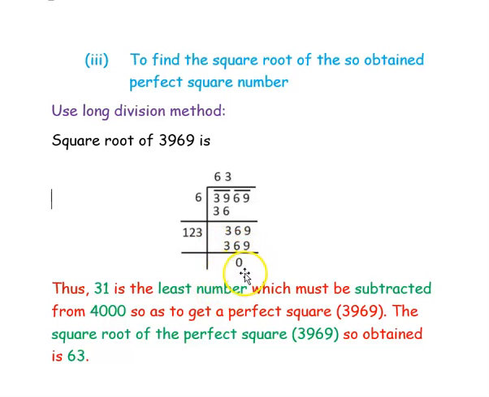Since the remainder is 0 and there are no numbers left under the bar, we can stop here and say that the square root of 3969 is 63. So thus we can say that 31 is the least number which must be subtracted from 4000 so as to get a perfect square, 3969, and the square root of that perfect square so obtained is 63.